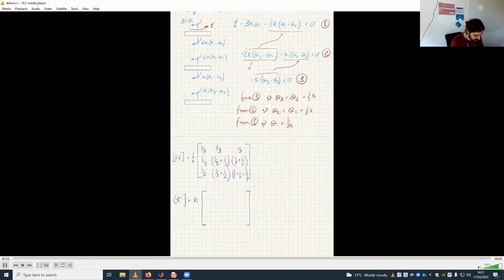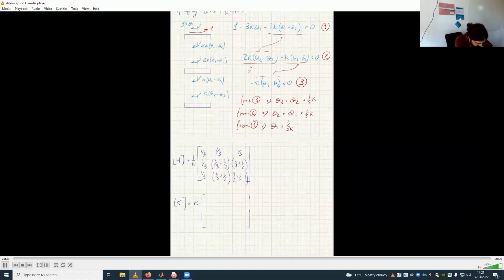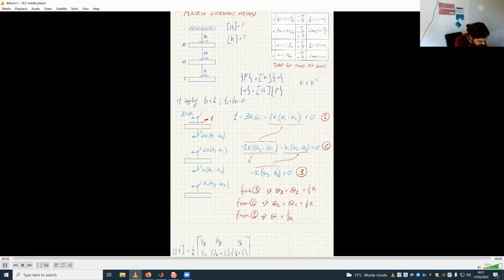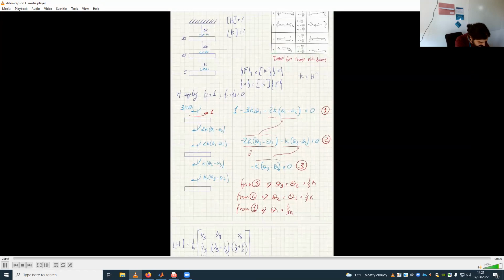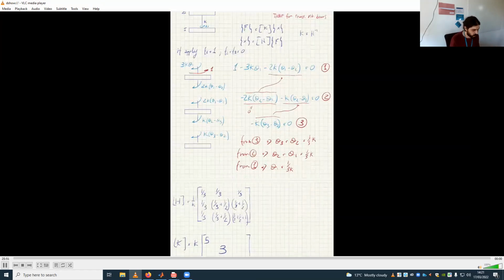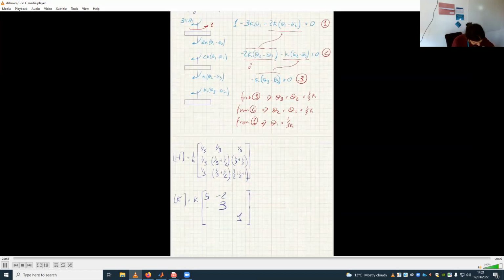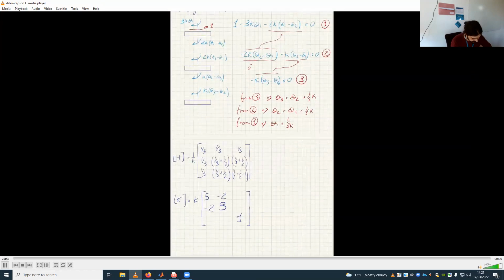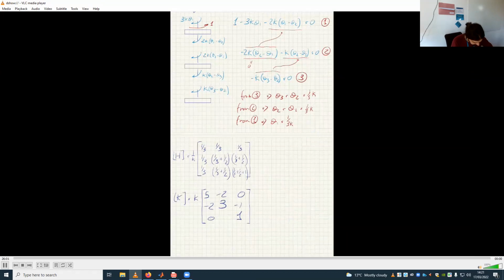So the first mass is attached to 5K worth of springs. The second mass is attached to 3K worth of springs. And the last mass is attached to 1K worth of springs. In between 1 and 2, there is -2. In between 1 and 3, there is 0. And in between 2 and 3, there is -1. So this is the stiffness matrix of the system.